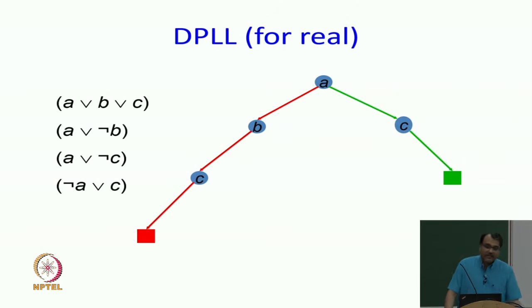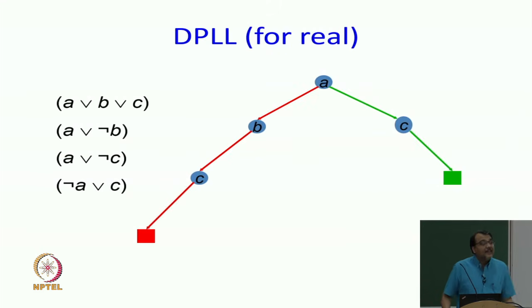Let's say I set A false. But then as soon as I set A false, the last formula gets satisfied. Second and third formula have become unit. As soon as they have become unit, you set B false, C false. When you set B false, C false, you get a failure. You backtrack, but you don't have to try C true, you don't have to try B true.